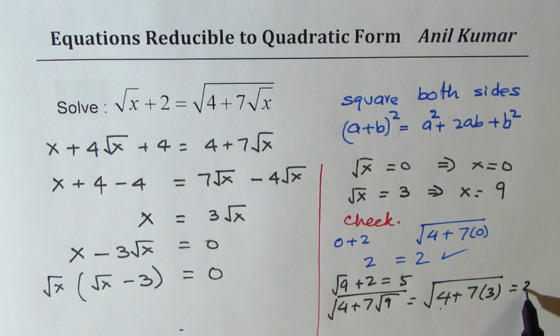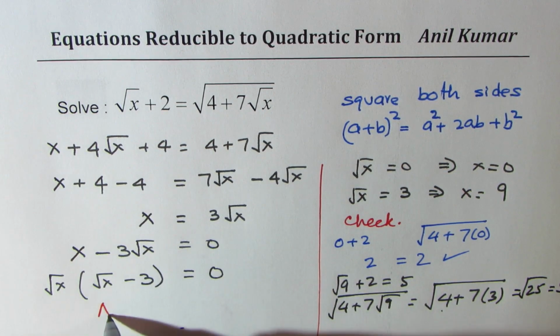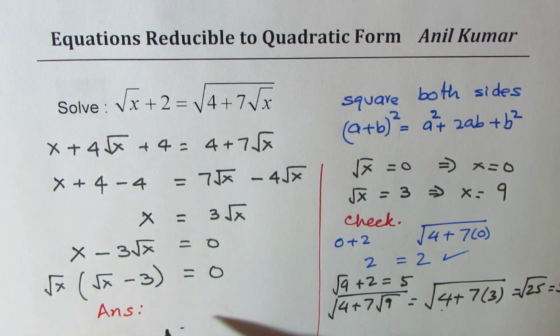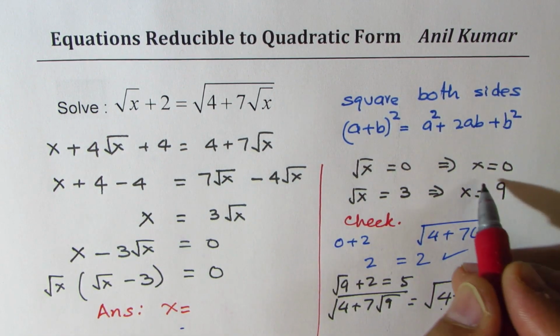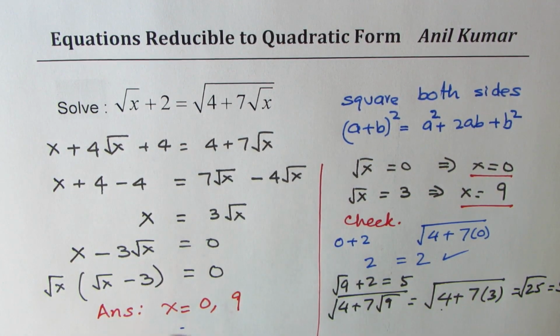4 plus 21, which is 25, and the square root of 25 is also equal to 5. So that also works, correct? Now, this also works. The square root of 25 is 5. So we get two answers here. One answer is x equals 0, and the other one is x equals 9, right? So these are the two answers for the radical equation.